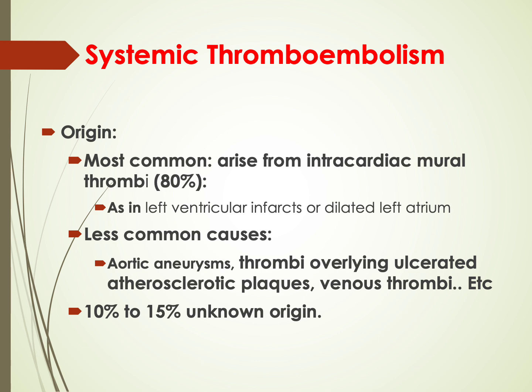Let's compare that with the systemic thromboembolism. So the origin of the systemic thromboembolism, most commonly, they arise from the intracardiac mural thrombus. Intracardiac mural thrombi are mostly caused by left ventricular infarcts and dilated left atria, like in cases of mitral valve disease. Other less common origins include aortic aneurysms, thrombi overlying the ulcerated atherosclerotic plaques, or venous system emboli. About 10 to 15% of systemic emboli are of unknown origin.